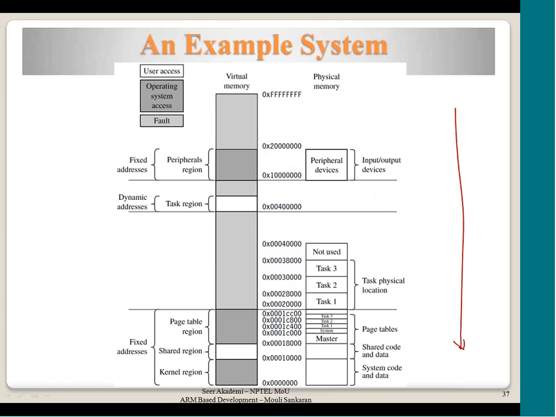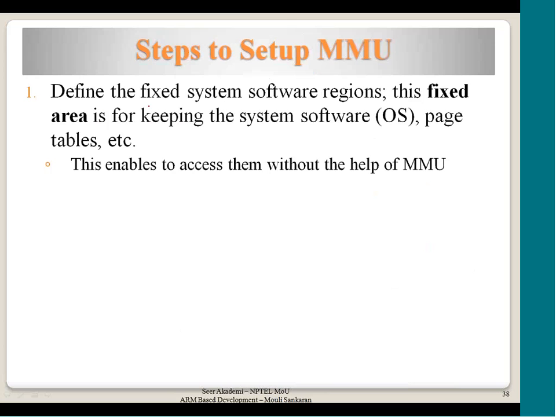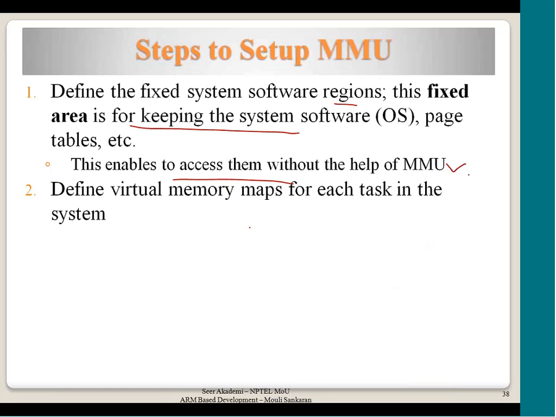I want you to go through the book where the actual implementation of this is given, the ARM System Developer's Guide, which will make it more clear to you. Okay, what is the order in which we do this? Define the fixed area of the system software region. This fixed area is for keeping the system software and page tables. This enables us to access them without the help of the MMU. Please remember, that's what I told you.